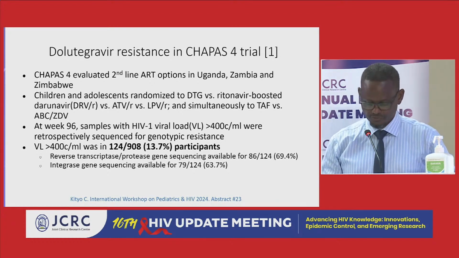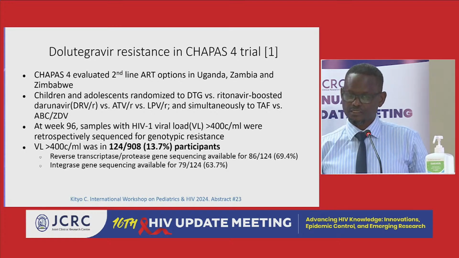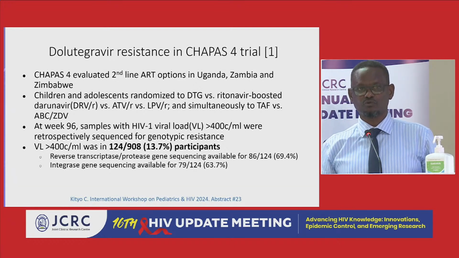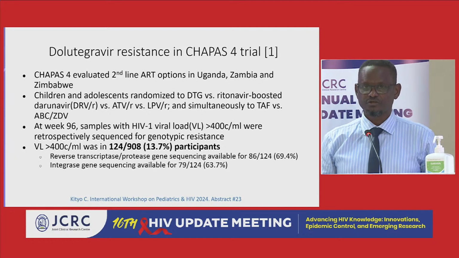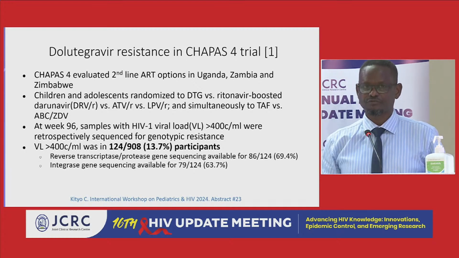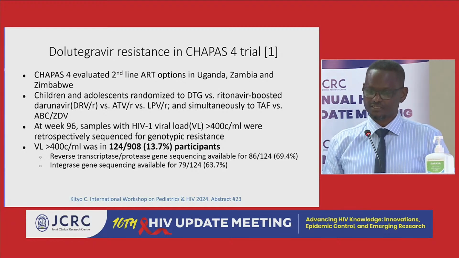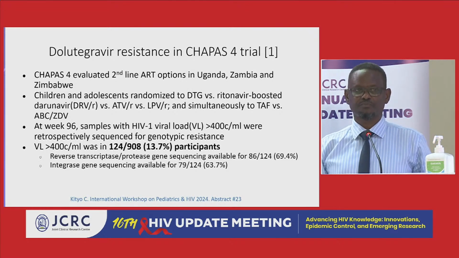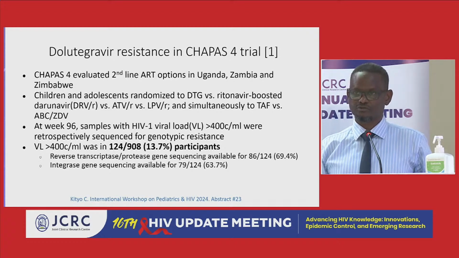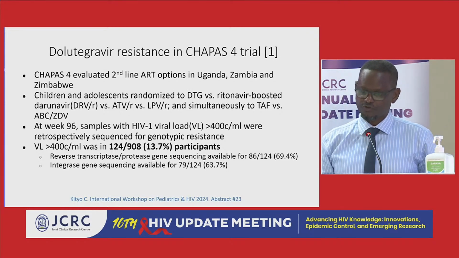So what about in the CHAPAS 4 trial? You may have heard about the CHAPAS 4 trial that evaluated second line ART options in Uganda, Zambia, and Zimbabwe. This trial randomized the children who were failing first line ART to receive either DTG, darunavir-ritonavir, atazanavir-ritonavir or lopinavir-ritonavir, and simultaneously also randomized the backbone to either TAF, ABC or zidovudine. The children were followed up, and at week 96, those who had a viral load of over 400 copies per mil had resistance testing done. Normally people use 1,000 as a cutoff, but in CHAPAS 4 we used the lower cutoff, 400 copies per mil.